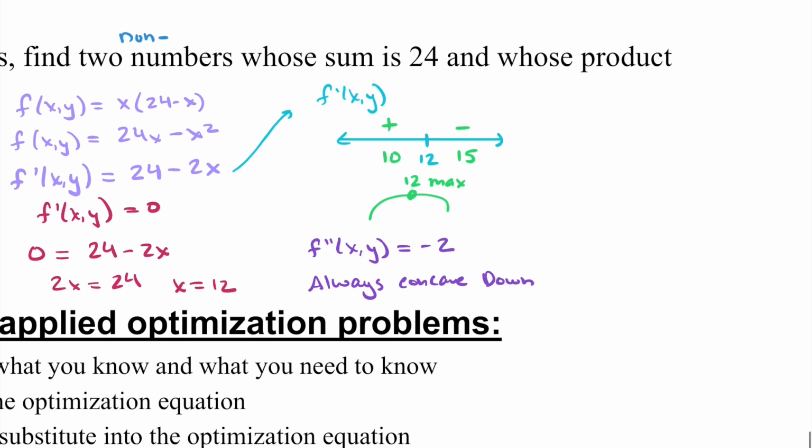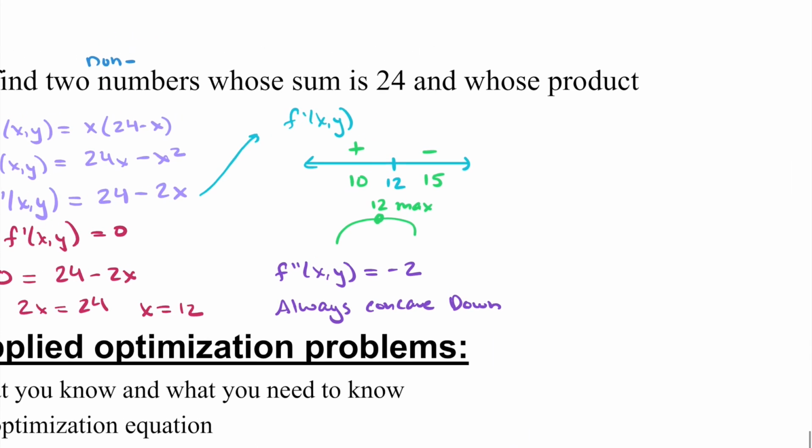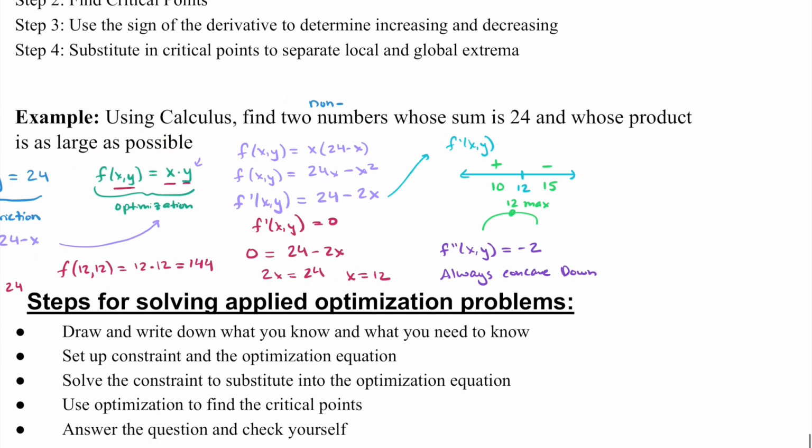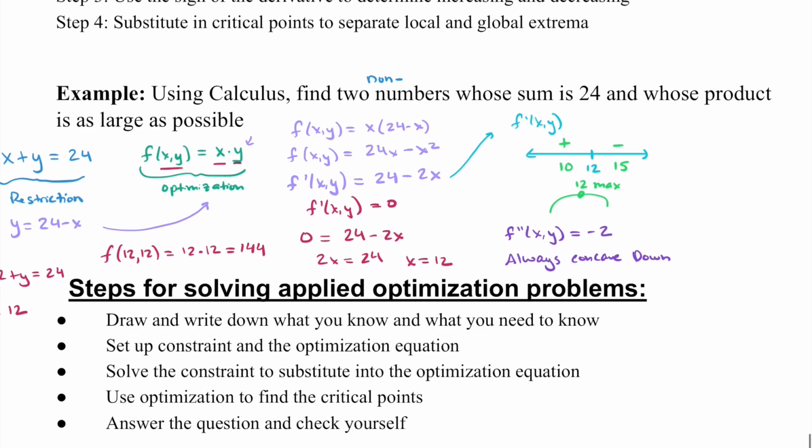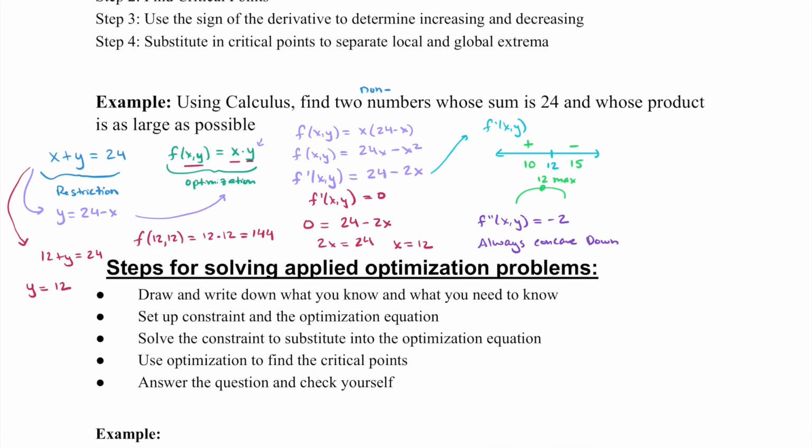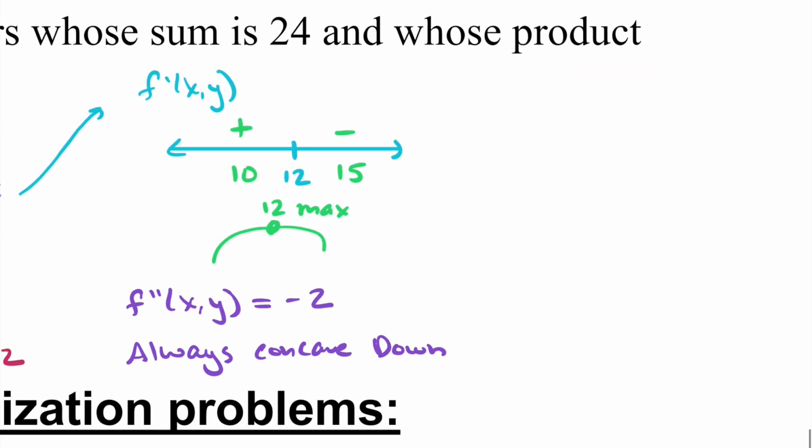So if a function is always concave down, then we would have a maximum there. So that's another way of testing it. Yeah, so we have everything that we need to determine the maximum amount. Now, we are supposed to test endpoints. So if we did that test, we would do f of 0 and 24.